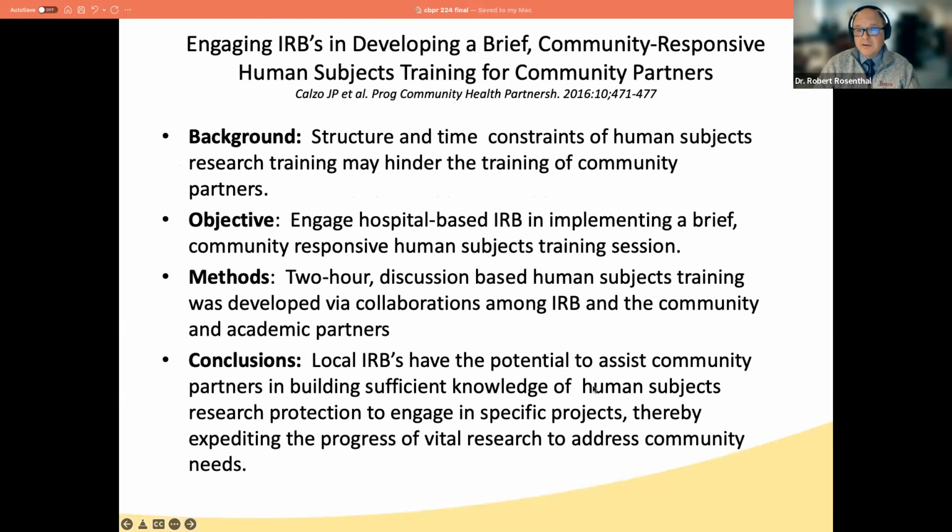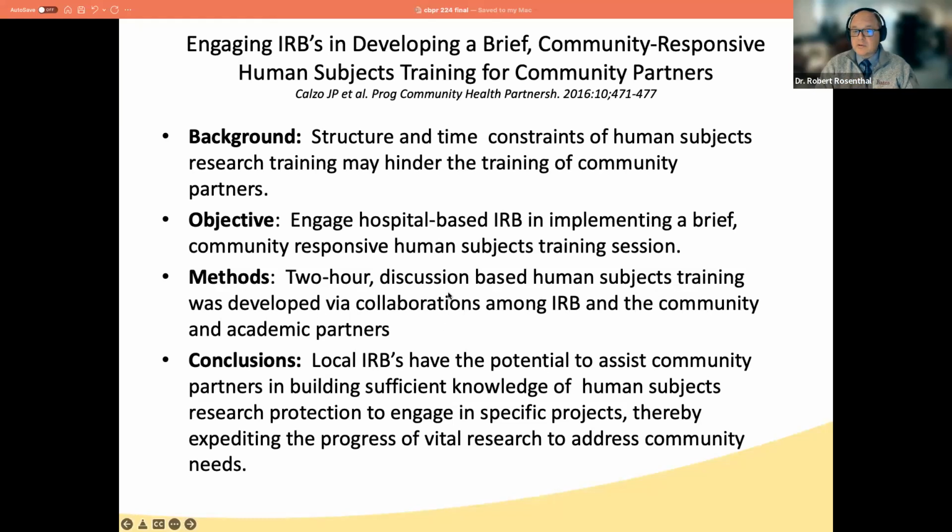My final study is a study which looked at how to proceed with training of the community-based partners. In the background, they recognize the structure and time constraints of human subject research training can hinder training of community partners, aka CITI. The objective was to engage hospital-based IRB in implementing a brief community responsive human subject training session.